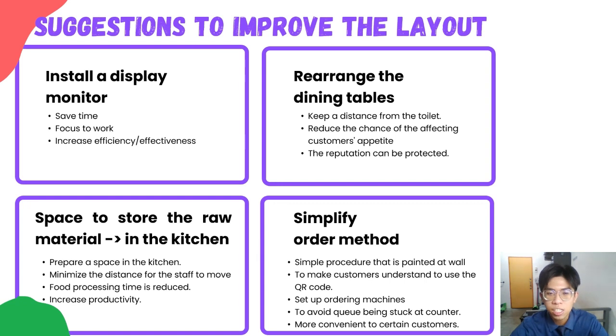And the third suggestion is to provide space to store the raw material in the kitchen. This can minimize the distance for the staff to move the raw materials, and the food processing time is reduced and also increases productivity.